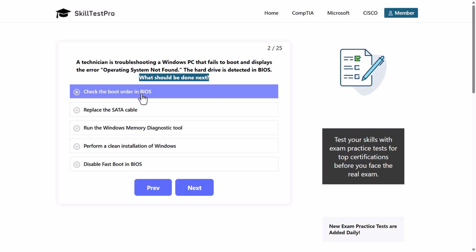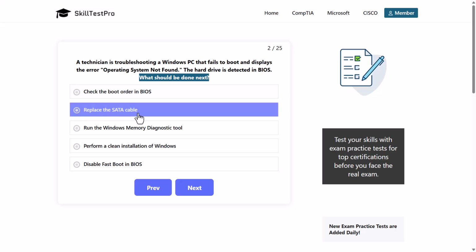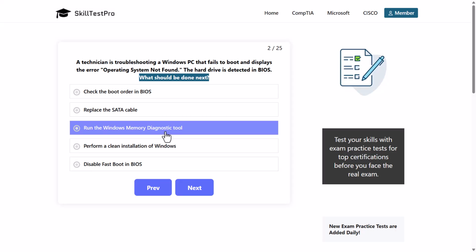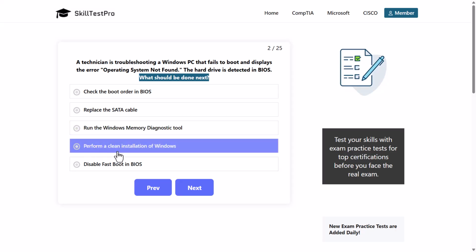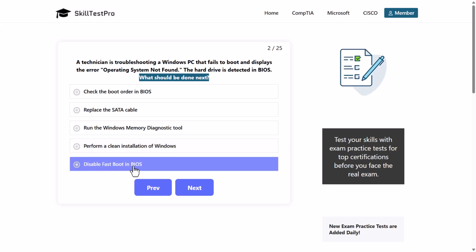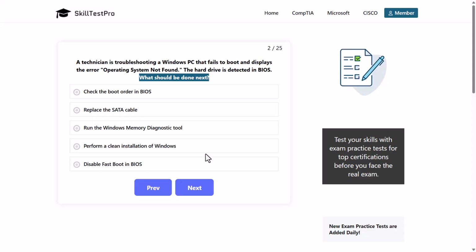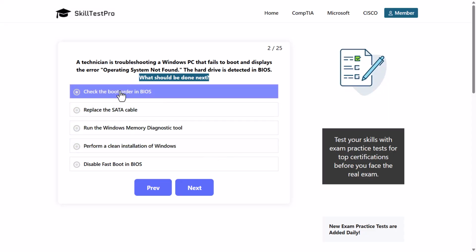Check the boot order in BIOS, replace the SATA cable, run the Windows Memory Diagnostic tool, perform a clean installation of Windows, or disable fast boot in BIOS. And here the correct answer is check the boot order in BIOS, as sometimes in BIOS you could be booting from the wrong hard disk drive or SSD, because the operating system might be stored on another hard drive which is connected to your motherboard.